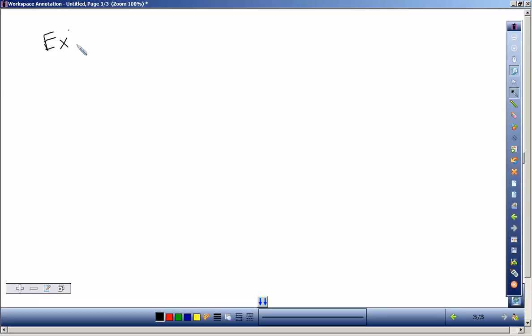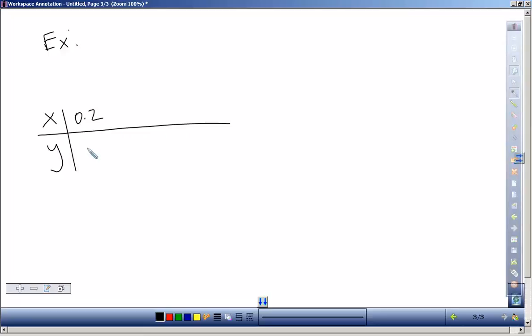So for example, let's say I have the following set of values. I've got an XY table, and it's got 0.212, 0.64, and 1.22.